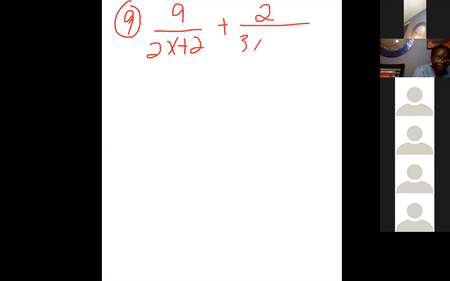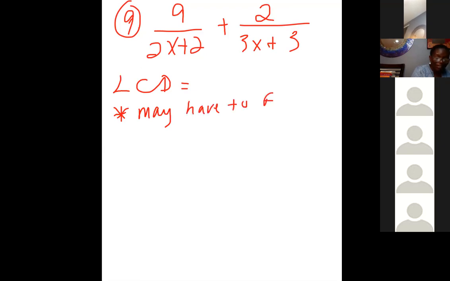All right, number 9. I've got 9 over 2x plus 2, and here I'm adding it to 2 over 3x plus 3. Now, when you're finding the LCD, guys, for this one, sometimes you may have to factor, and this is an instance where you have to factor the denominators so you can find the LCD. So the first denominator has a GCF of 2. When we factor it out, that leaves us with x plus 1.